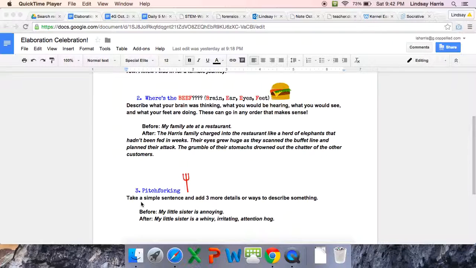Yeah, okay, not a bad sentence. But if I really want my reader to understand how annoying she is, I might pitchfork my sentence and add three more details or three ways to describe her. So my sentence then becomes, "My little sister is a whiny, irritating attention hog." So I've just described her in three ways that give such a better description instead of just, she's annoying. But how is she annoying? Well, she's whiny, she's irritating, and she's an attention hog.